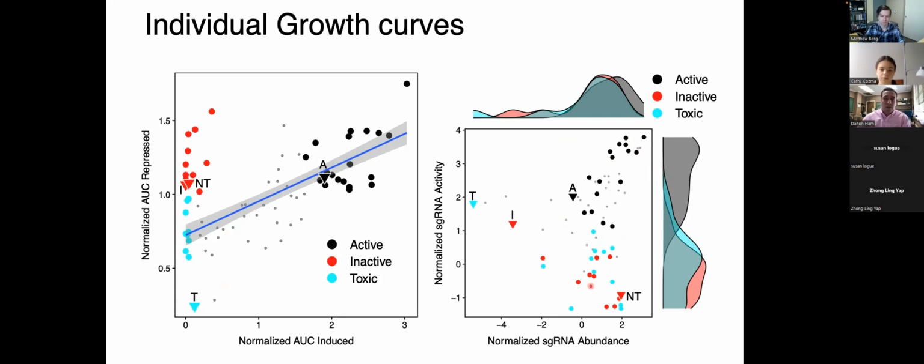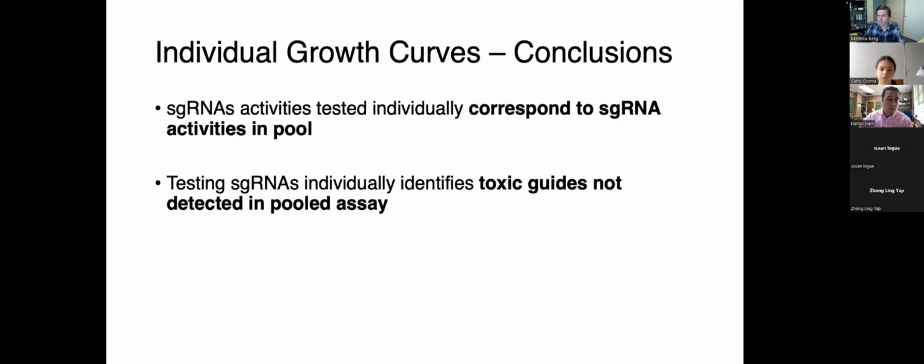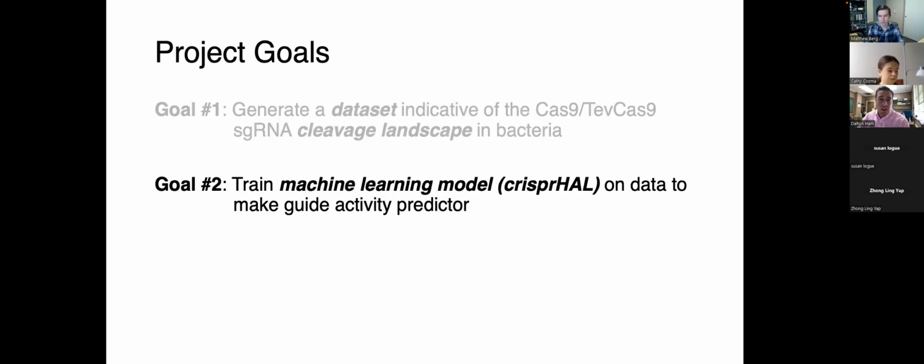However, one thing that I will note is that there doesn't seem to be a strong clustering of toxic guides in this, which could highlight that maybe it's just detecting a gradation of toxicity. Some guides clearly are more toxic than others if you look over here, or conversely, just that the pooled assay isn't a valid assay to measure toxicity. Sure, it's good at looking at activity, but maybe not the best for toxicity. And those are the conclusions I could draw from that. So potentially we need to look into an orthogonal assay in order to measure toxicity, but it highlights a neat problem of using this system in bacteria. So that's the first part of the project.